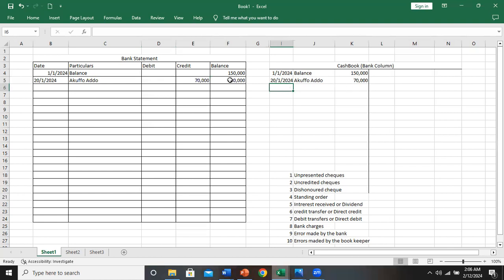But the situation here is that the bank has not credited your account. So if that happens, your bank statement will still show 150 while your cash book is showing 220,000. So that is also for the uncredited check. Okay.